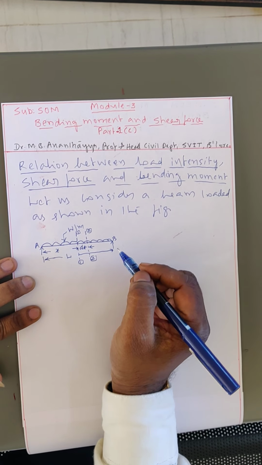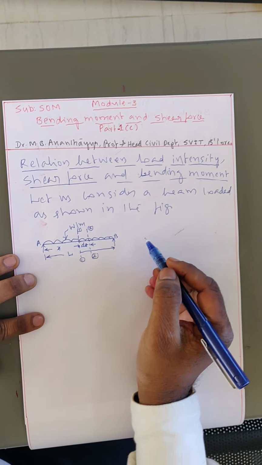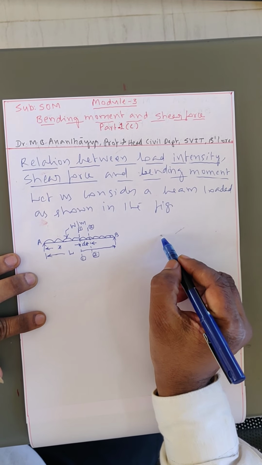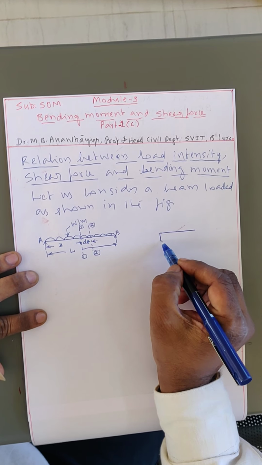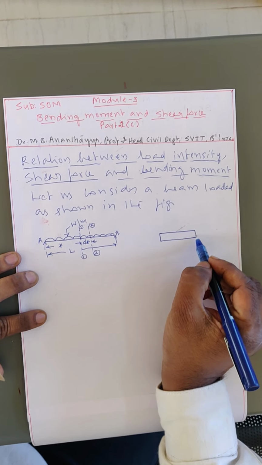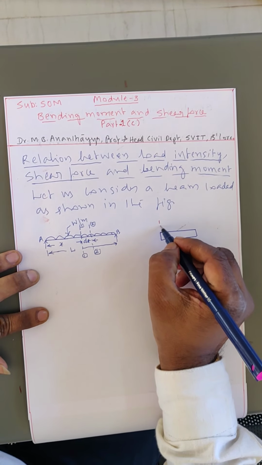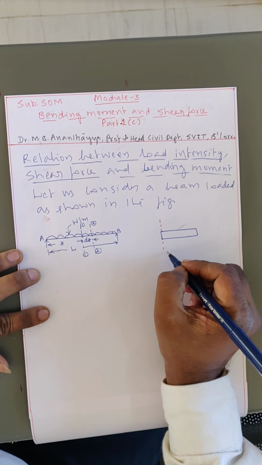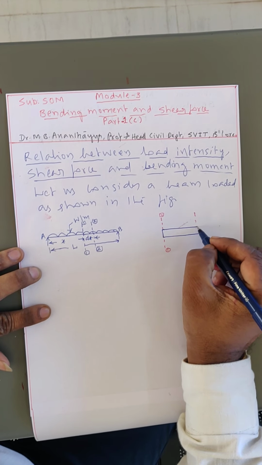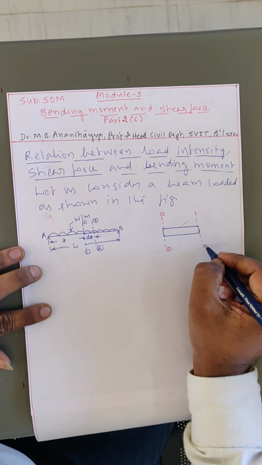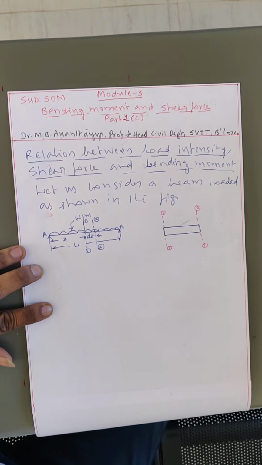Now I am drawing an enlarged figure of this small portion dx. This is the dx portion, enlarged figure. This is section 1 and that is section 2.